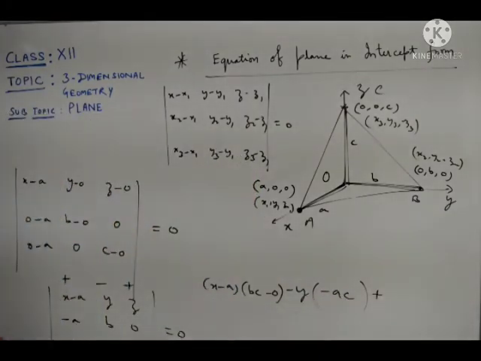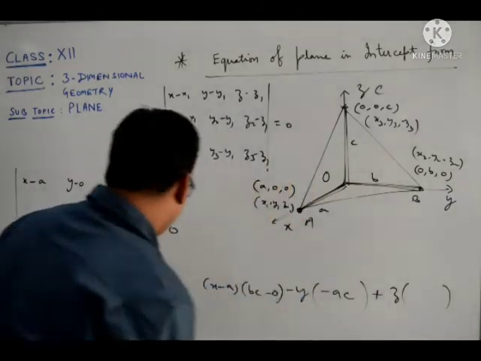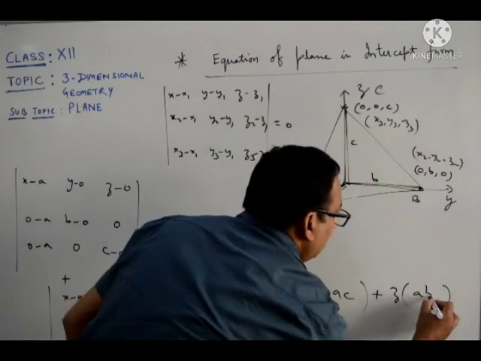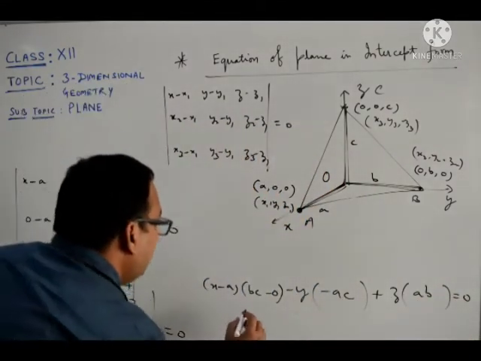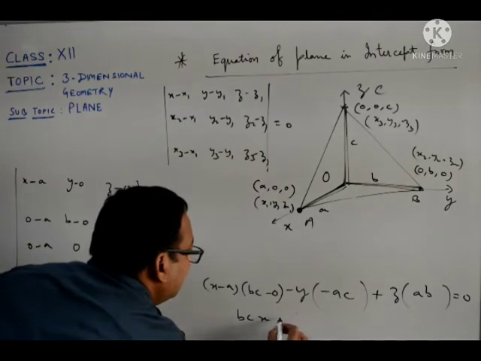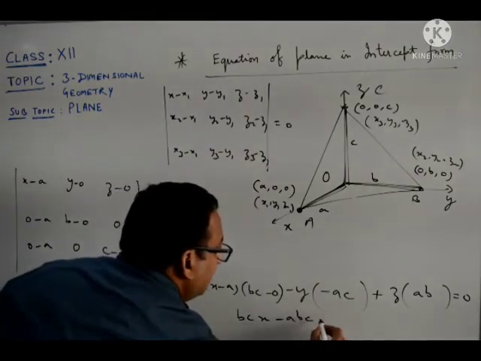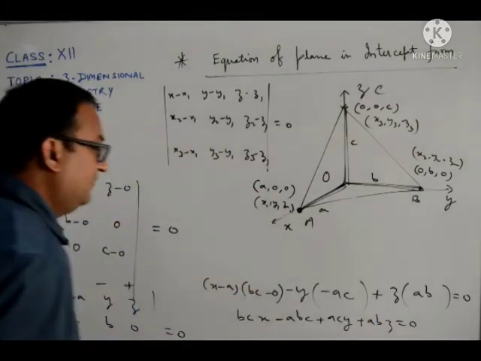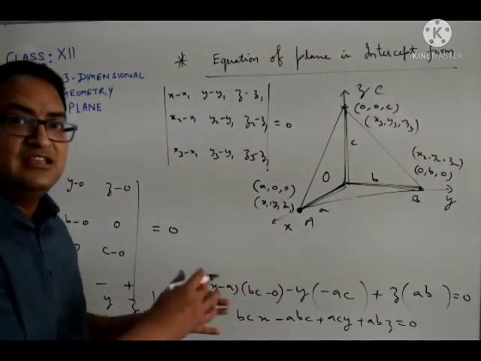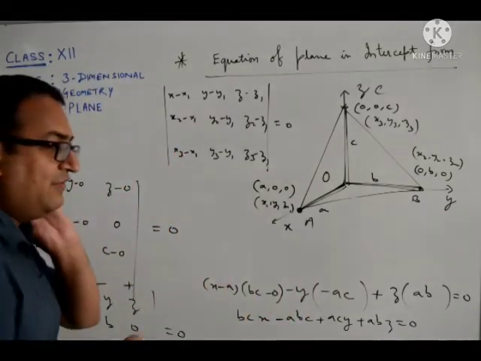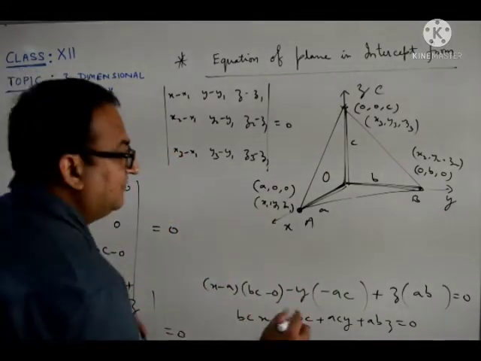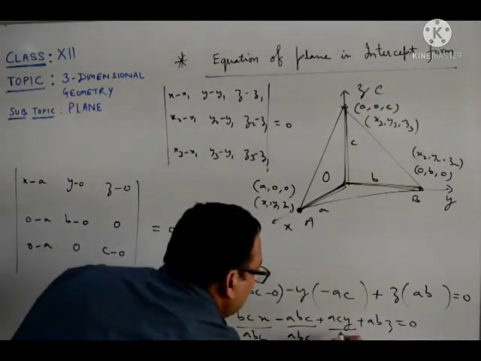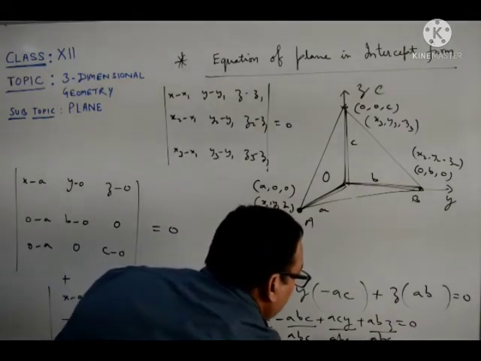and finally z times (0 minus ab), that is minus ab, equal to 0. So we have bcx minus abc plus acy plus abz equal to 0. We can arrange the terms, and in fact we can divide this equation by abc.